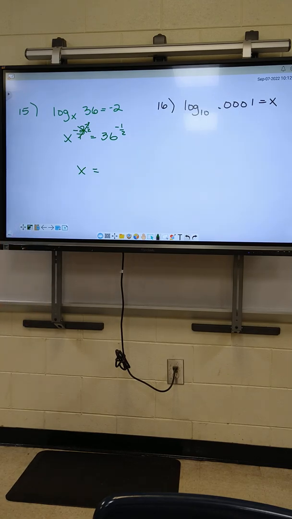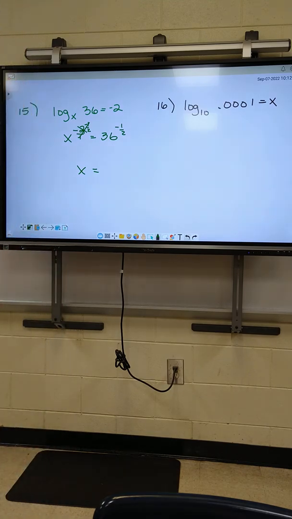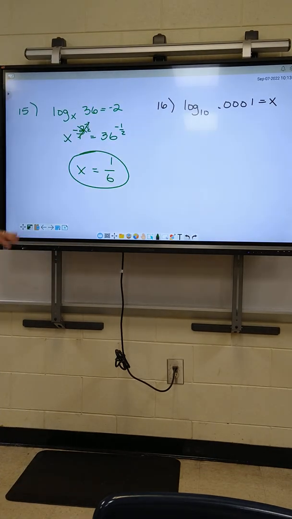I don't have a calculator. Y'all tell me what you get. Yeah, okay, good. If you get a decimal, let's make it a fraction. So hit your math button. Fraction equals 1 over 6 is the answer. Everybody agree? All right, so that was the same.